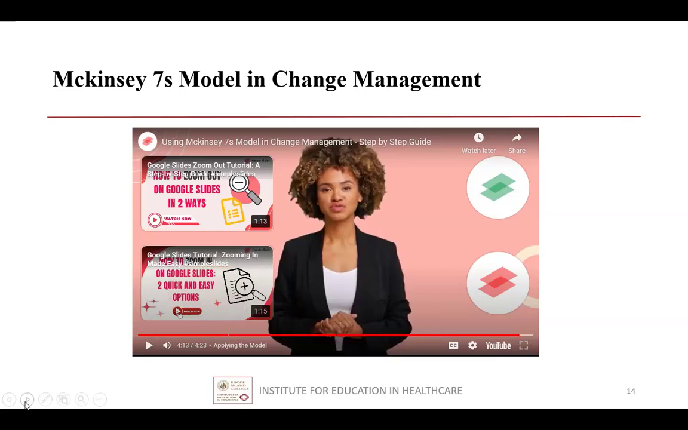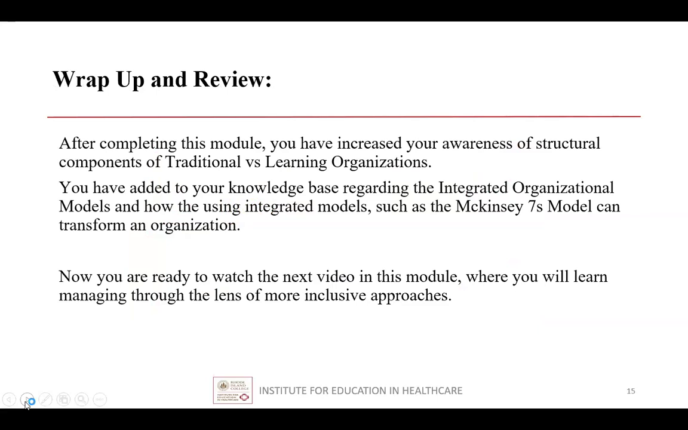We'll learn a little bit more about management within the context of learning organizations in our next module. But now that you've completed this module, you've increased your awareness of structural components of traditional versus learning organizations. Hopefully, you've had the opportunity to identify aspects of your own organization and where they fall within both of these contexts or in this dichotomy. You've also added to your knowledge base regarding the integrated organizing model and how using this approach, such as the McKinsey 7S model, can help to transform your organization from an open and collective standpoint.